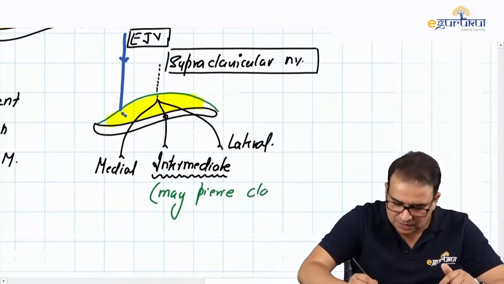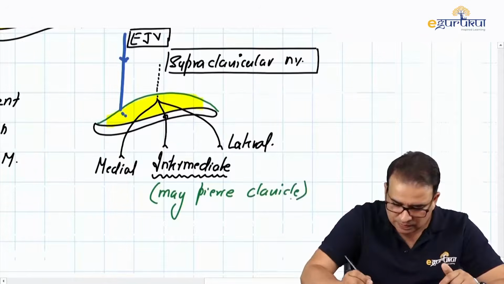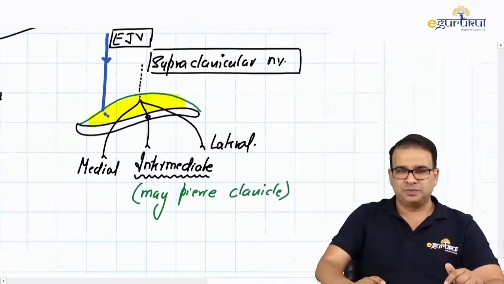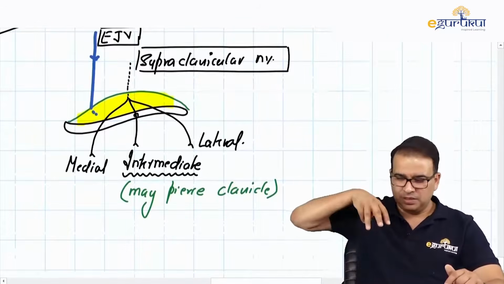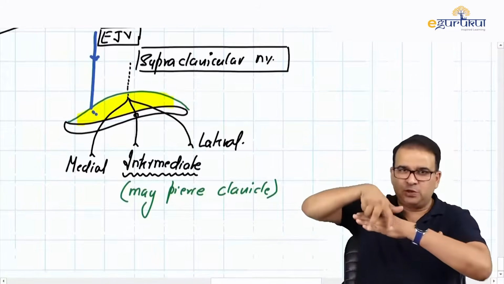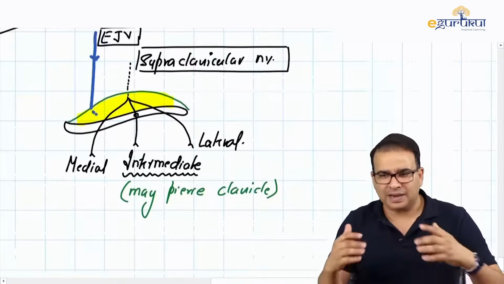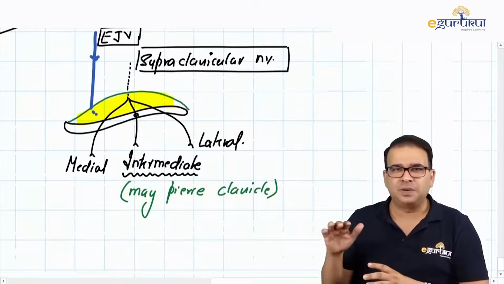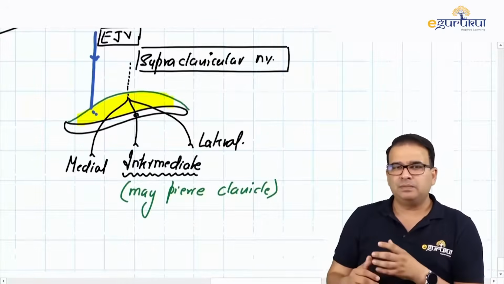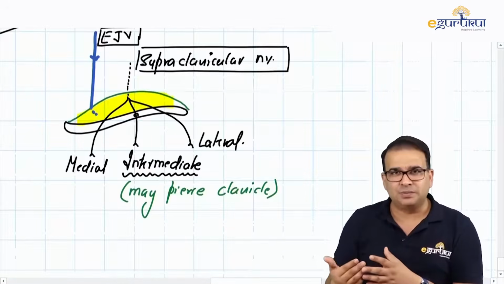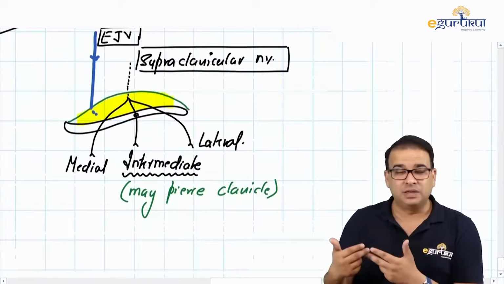It may pierce the clavicle when it comes down. So out of the three nerves, the other two are just passing superficial to the clavicle, but this intermediate branch can be seen piercing the clavicle, which at times doesn't make sense: why is a nerve piercing a bone to come down? Well, the fact is the nerve is not piercing the bone, the bone is ossifying around the nerve.